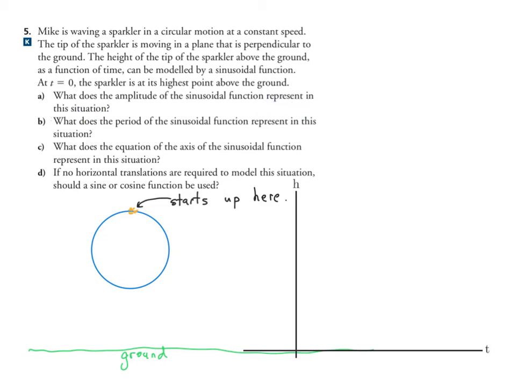All right, if I were to draw a graph that represented the height over time, it would start at the top, so it would start right about at this height. And as it goes around in circles, it would go lower and then back up.